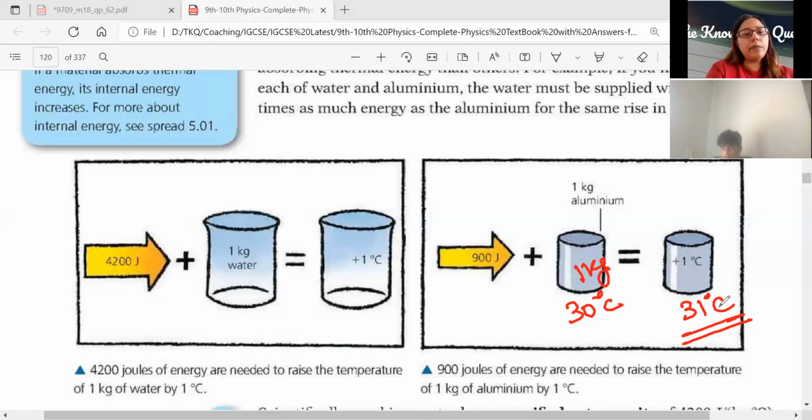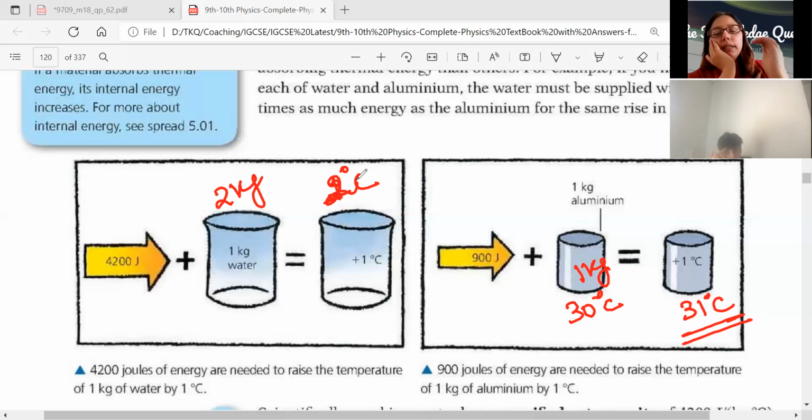What if I want to increase the temperature by 2 degrees Celsius? Then it will be twice. What if I want to increase the temperature by 1 degree only, but my mass of water is 2 kg? Then also twice. What if it is 2 degrees and I also increase the mass to 2 kg? 2 into 2, so 4 times.